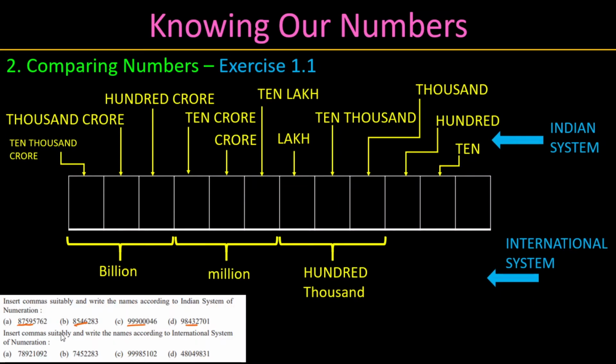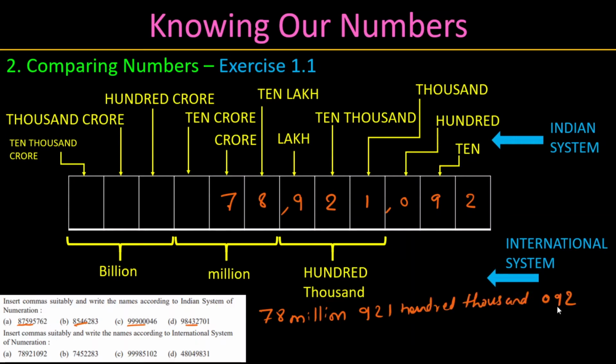Here, insert commas suitably and write the names according to the international system. Let's put here 2 9 0 1 2 9 8 7. Okay, now let me put a comma after every 3 digits. So 78 million in the international system, 78 million 922,092. So this is the naming convention.